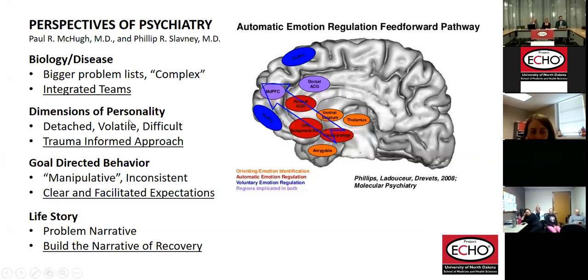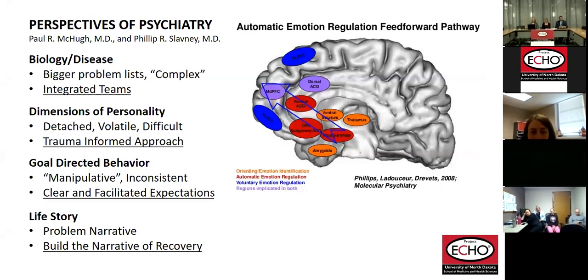Dimensions of personality, again, whether it's PTSD symptoms or personality characteristics that come from poor neural development, individuals can be detached, they can be volatile, they can be difficult. So this trauma-informed approach is one way of teaching staff how not to take things personally, but still deliver important information to patients.